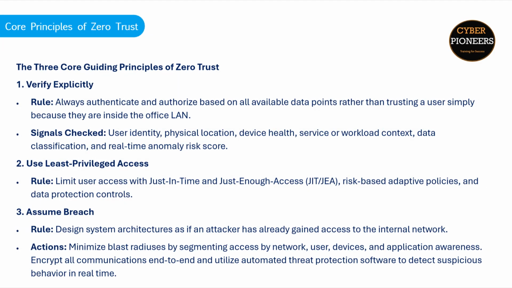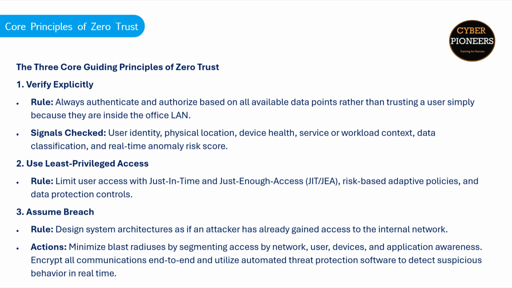To implement Zero Trust successfully in platforms like Microsoft Entra ID, you must follow the 3 core guiding principles. 1. Verify explicitly. The rule: always authenticate and authorize based on all available data points. Never trust a user simply because they are plugged into the office LAN. Signals checked: we evaluate user identity, location, device health, workload context, and real-time anomaly risk scores before granting access.